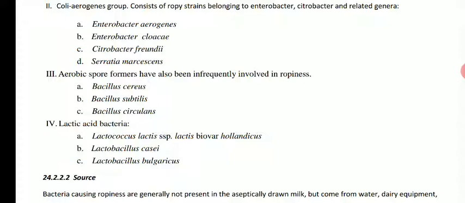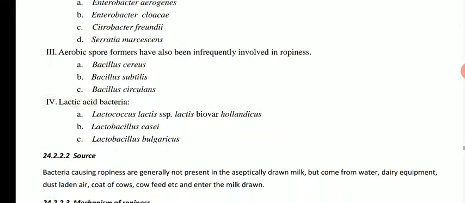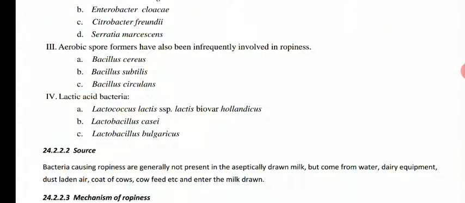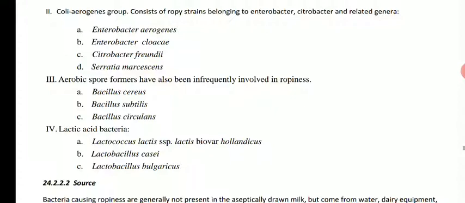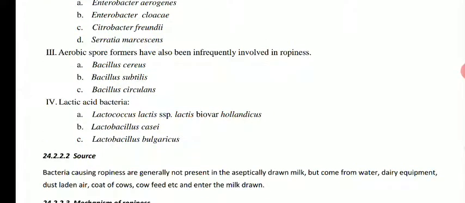These include Bacillus cereus, Bacillus subtilis, Bacillus circulans, and there are some lactic acid bacteria that also cause ropiness in milk, and this includes Lactococcus lactis species, Lactis biovar aerogenes, then Lactobacillus casei and Lactobacillus bulgaricus. So overall these are the group of microbes that cause ropiness in milk, and this ropiness of milk is again considered an abnormal fermentation type.